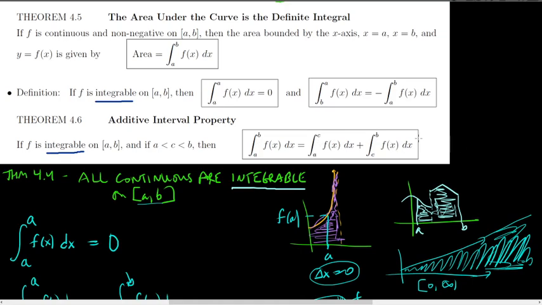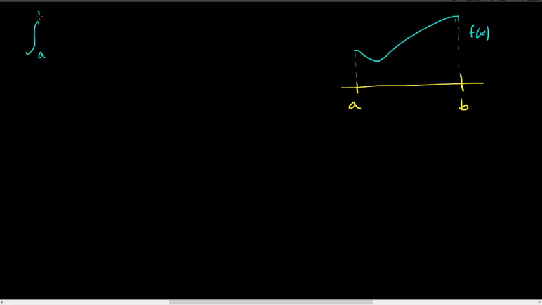Okay, so let's go down here and I'll show you what that means. Let's say we have our interval from a to b, and we have some integrable function. Let's say it looks like this. So that's my f of x. And we want to calculate the integral from a to b, which will just be the area in this region here. I'll call this region R.